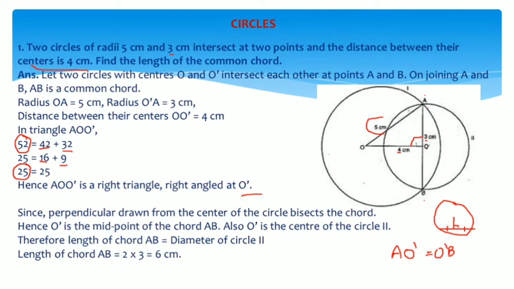Now it is given that O dash A is 3. So similarly O dash B will also be 3. So what will be the length of AB? The length of AB we can write as 2 into 3, double of this, that will be 6 cm. So the length of the common chord AB will be 6 cm.